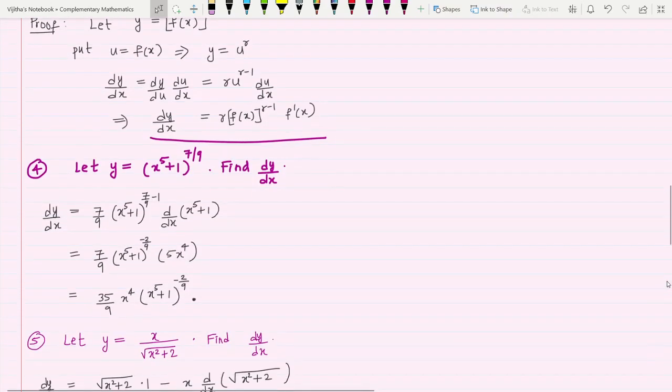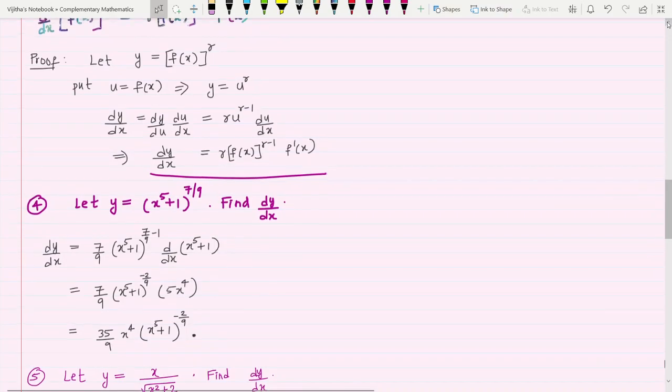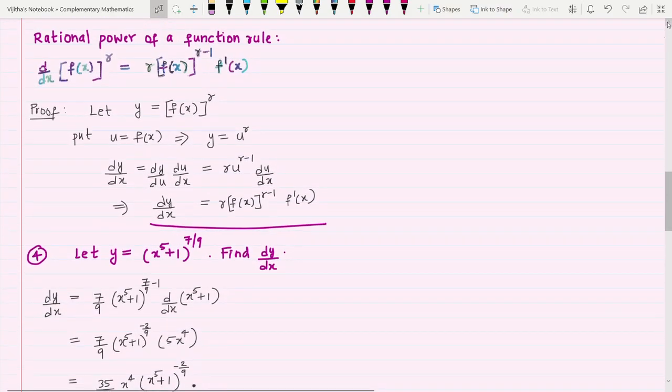Now we will see the rational power of a function rule. So again we can apply the power rule here. So we have to find the derivative of f of x whole raised to r, where r is a rational number. So again we can use the same rule. So it is r into f of x whole raised to r minus 1 into derivative of f of x, which is f dash of x. So here r is a rational number.